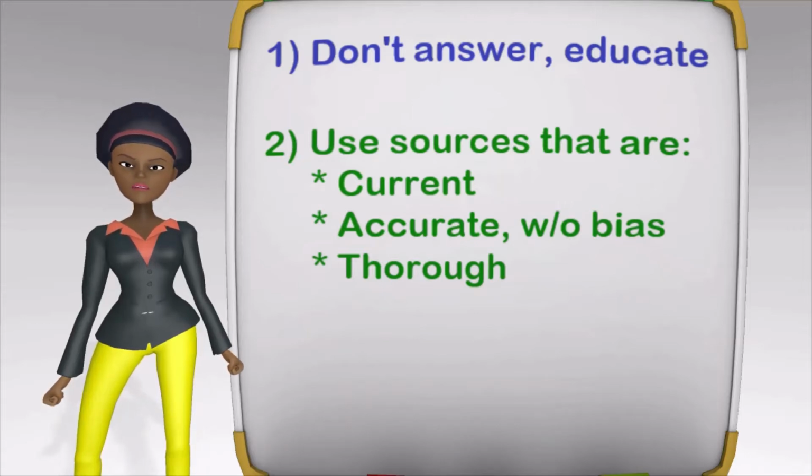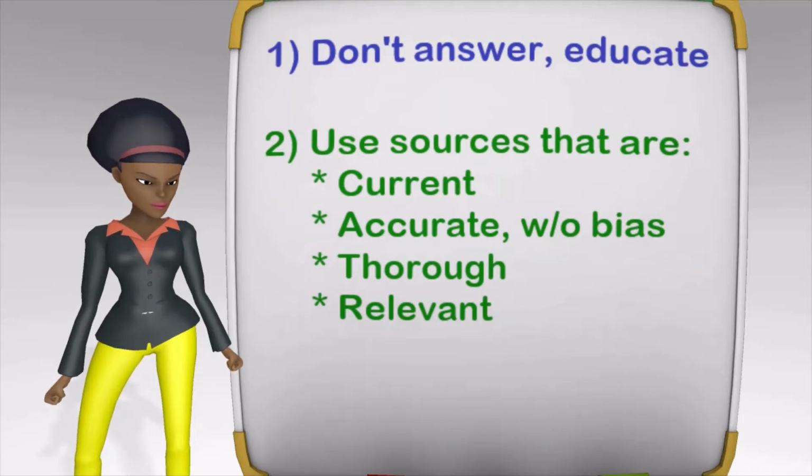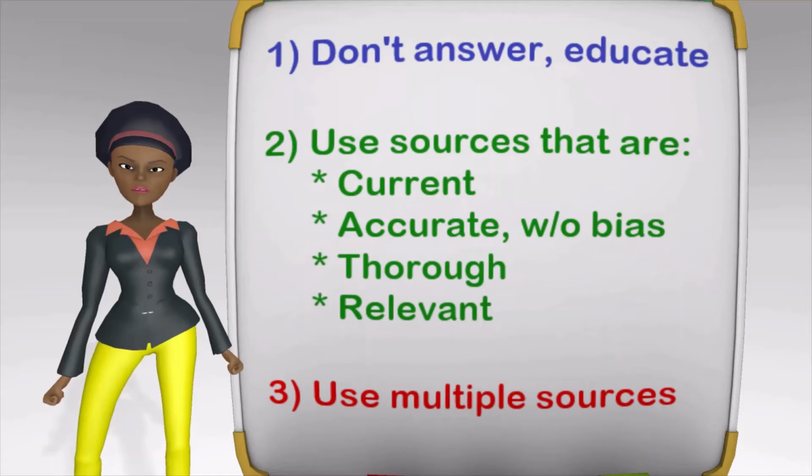They have enough detail for complete understanding. And 4. Relevant. Relevant sources have information related to your question. And most importantly, we will learn that using a variety of sources will give us the best research that is current, accurate, thorough, and relevant.